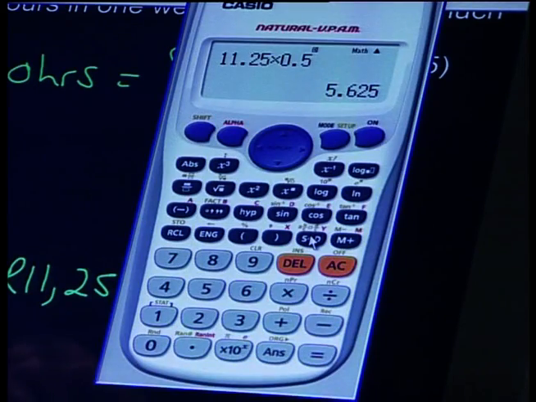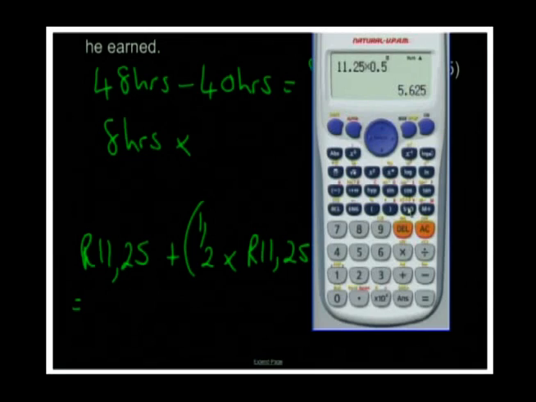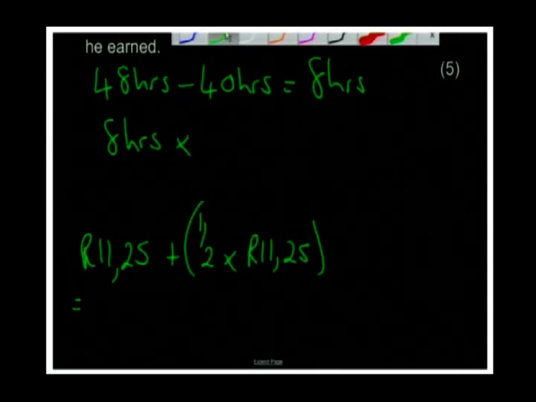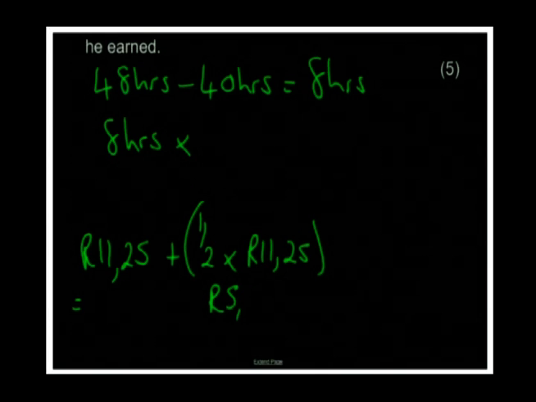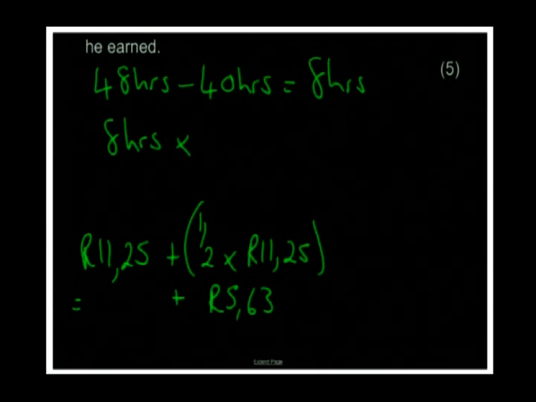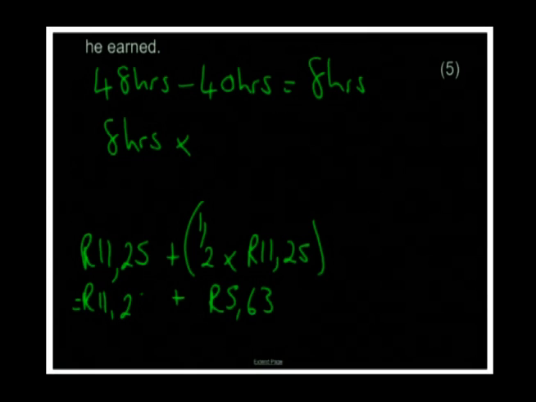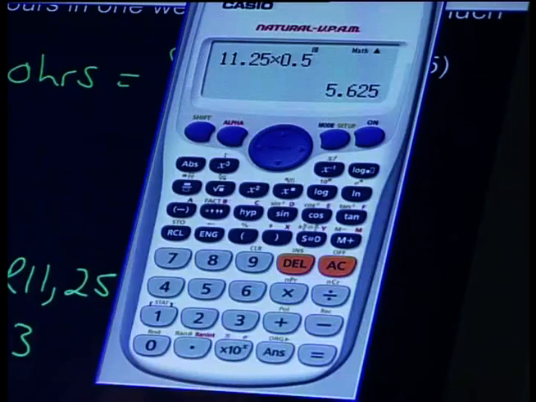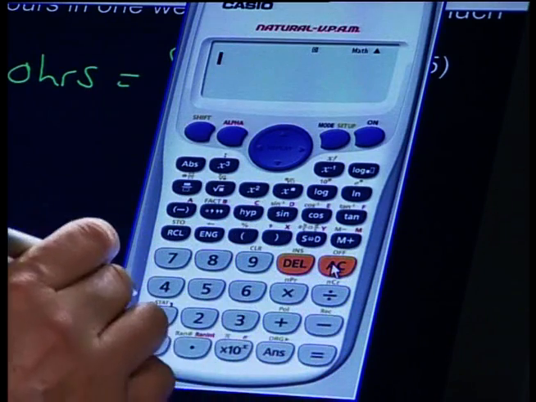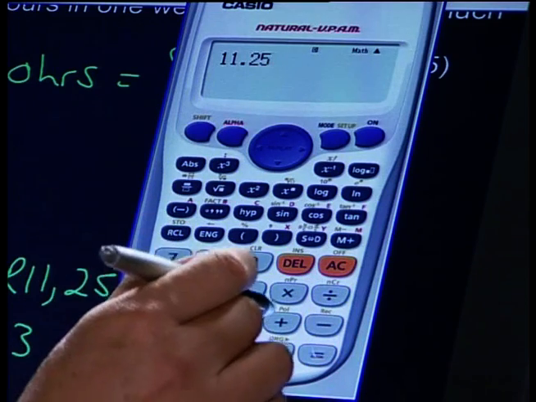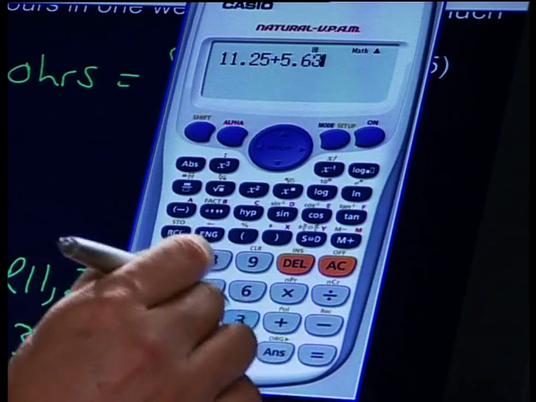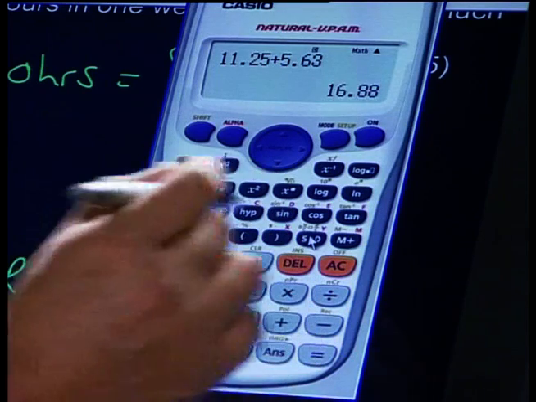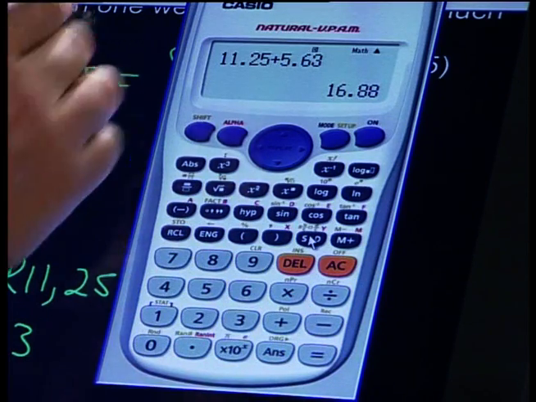Now this is a bit of a dilemma. We're going to have to make it 3 because we've got to round up. We can't let Jabu go without. So it's 5 Rand 63. So 5 Rand 63 plus the 11 Rand 25. So let's get out our calculator again, and we're going to say, so he gets 11 Rand 25 plus the 5 Rand 63, and it works out to being 16 Rand 88.